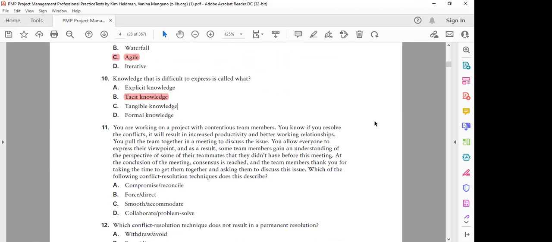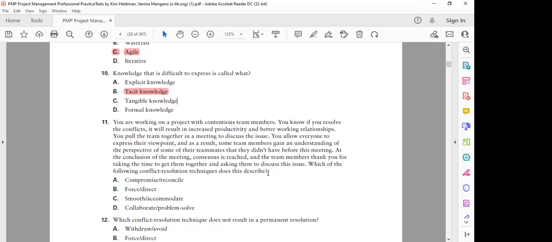Okay. Question number 11. If you resolve the conflicts, it will result in increased productivity. You pull the team together, you allow everyone to express viewpoints. At the conclusion of the meeting, consensus is reached, and the team member thanks you for taking the time to get them together. Which of the following conflict resolution techniques does this describe? Even after a lengthy question, the answer is very easy. Yes, Mr. Naveed. Yes, Miss. Yes, Mr. Heather. You have solved the problem.